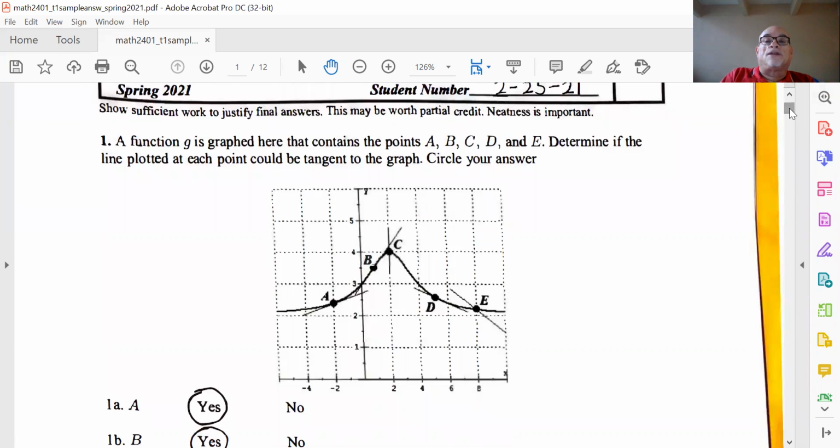Okay, so let's look at some of these. You're told that here we have a function g that's graphed, that's this curve here that you can see. And there are 5 points plotted on the graph of this curve. Along with each point, there's a line drawn adjacent to the curve at that particular point. All we want to determine first is whether that line drawn at the given point is possibly a tangent line to the graph. Does that look like it could be a tangent line? Remember, a tangent line is going to coincide with or duplicate the graph close to a given point.